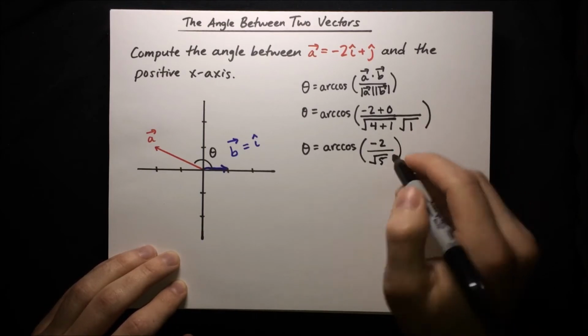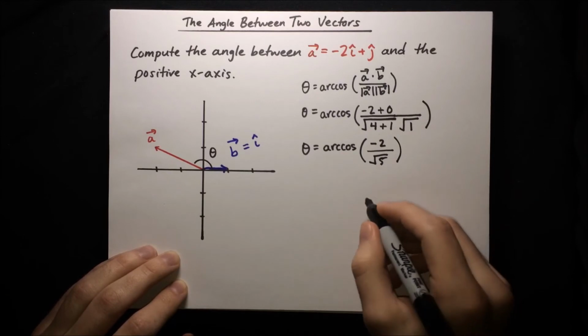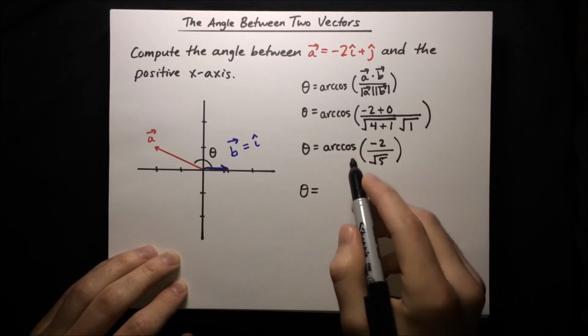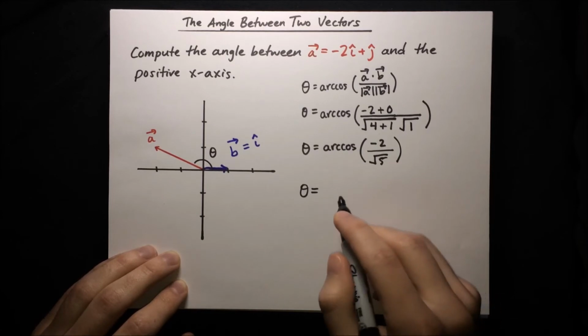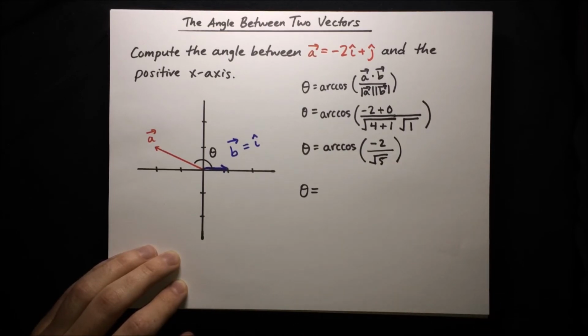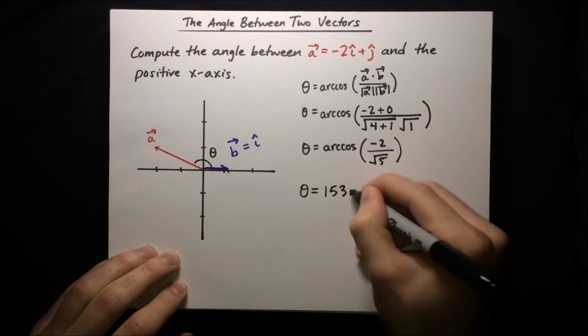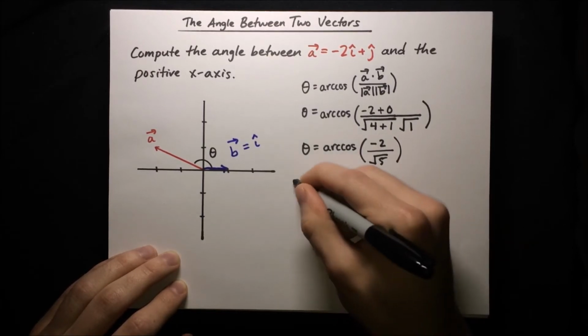So here we have it. That's our theta. And we want to get an actual concrete angle measure here, so let's punch this into our calculator. And we do so, and we get that theta is 153.4 degrees.